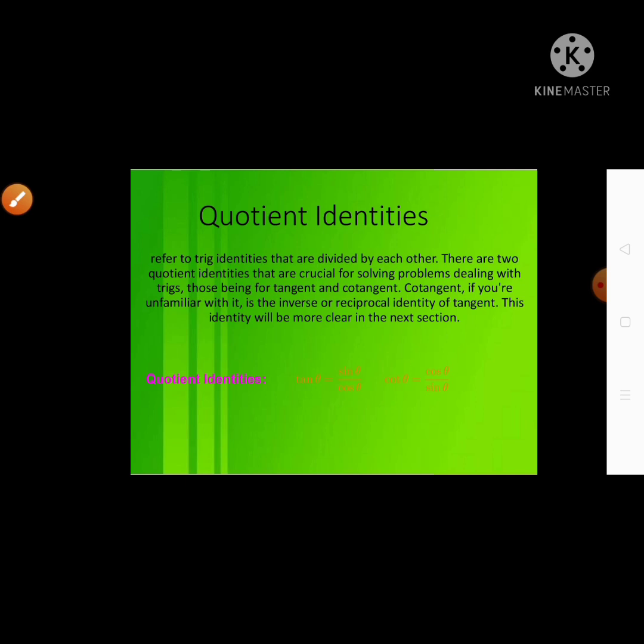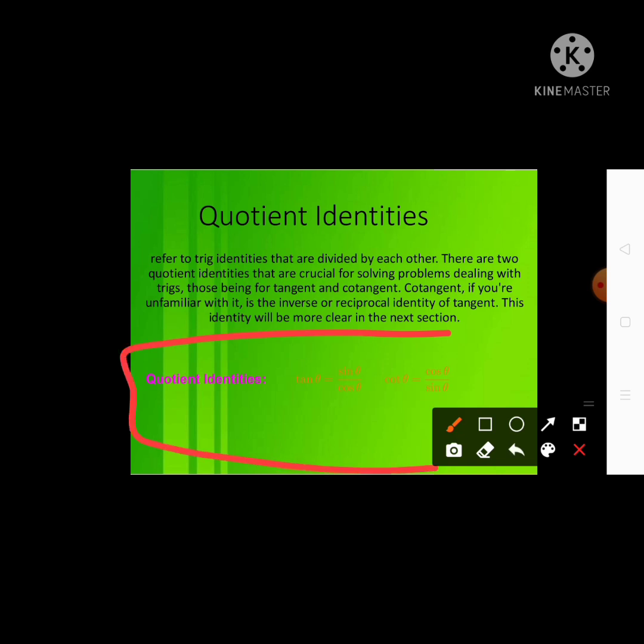Quotient identities refer to trigo identities that are divided by each other. There are two quotient identities that are crucial for solving problems dealing with trigs, those being for tangent and cotangent. Cotangent, if you're unfamiliar with it, is the reciprocal identity of tangent. This identity will be more clear in the next section. So this is the formula of quotient identities. Tan theta is equal to sin theta over cosine theta. Cotangent theta is equal to cosine theta over sin theta.